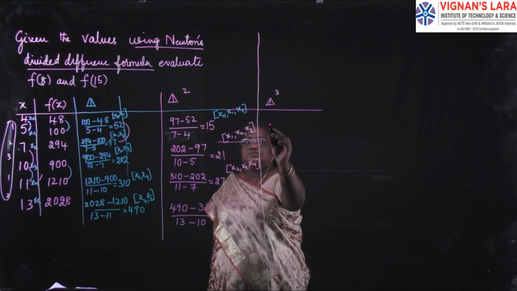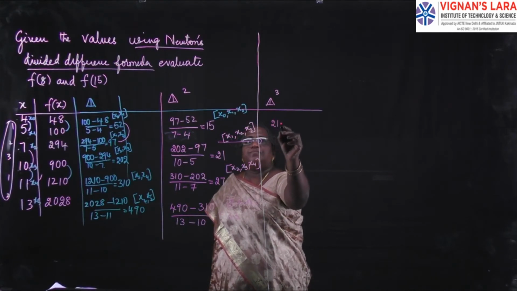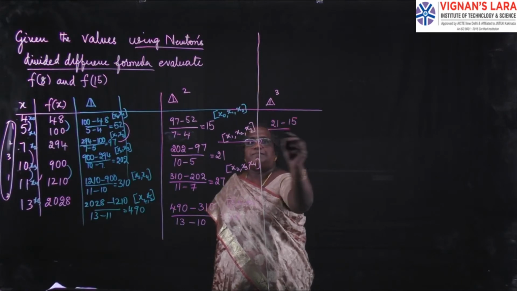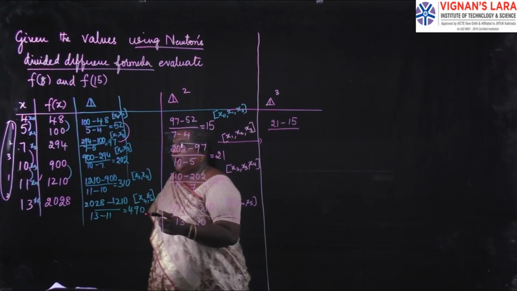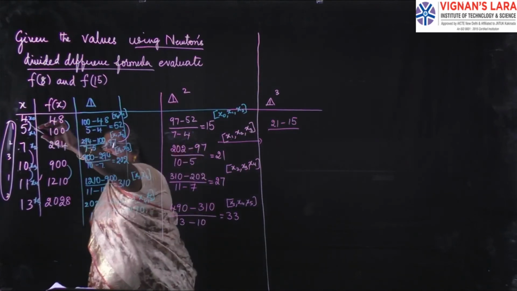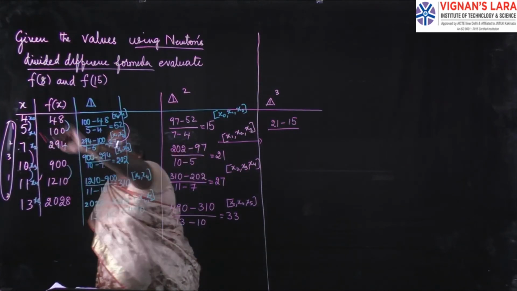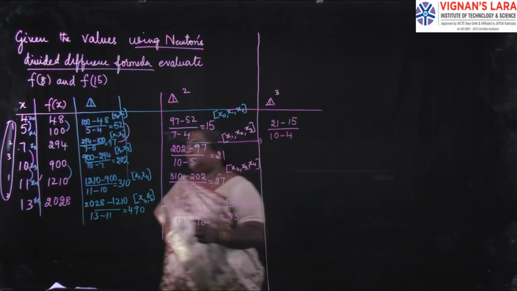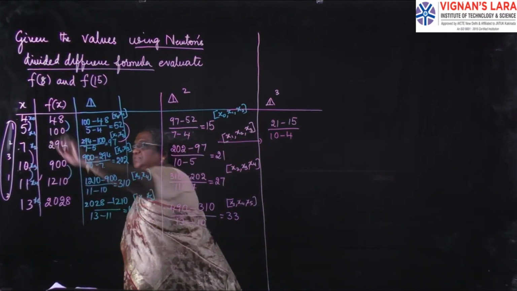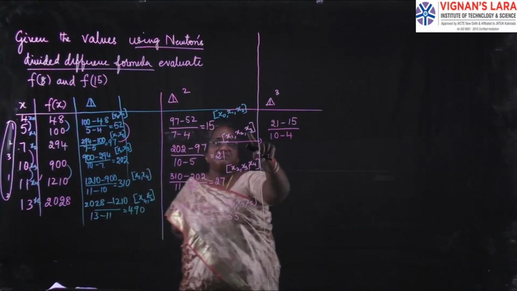So this is (21 minus 15) by... This time we have to take 4 at a time: 1, 2, 3, 4. 10 minus 4 means here x3 minus x0.